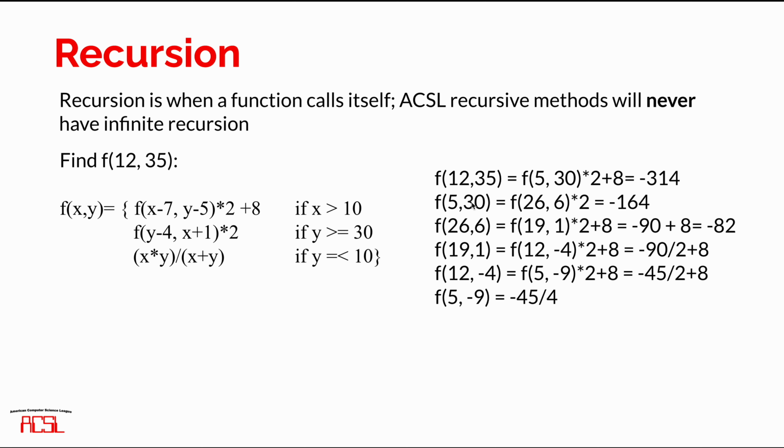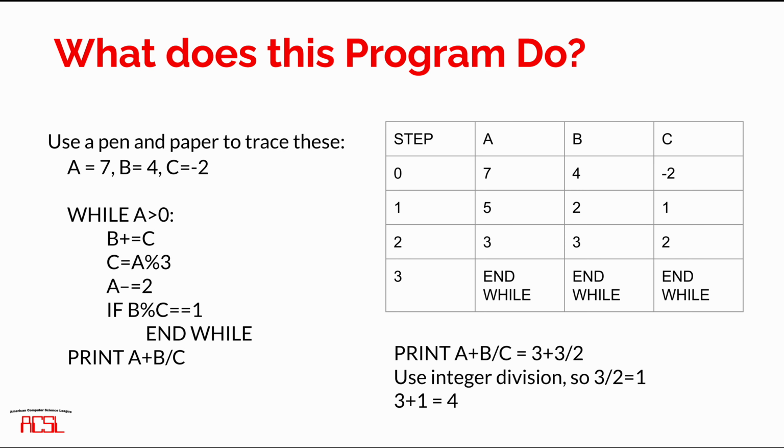So if you keep on working through it correctly and swap those parameters, you essentially make your way down to f of 5, negative 9. So this fits only the very last condition, which then makes it equal to x times y over x plus y. So then we get our answer, negative 45 over 4. So we continue by plugging in this value into our functions and adding 8 as needed, and then we finally make our way up to negative 314, which is equal to f of 1235.